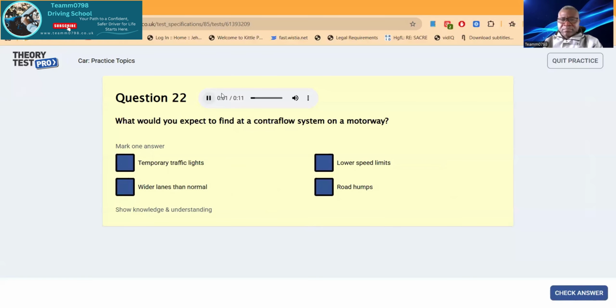What would you expect to find at a contraflow system on a motorway? Temporary traffic lights. Lower speed limits. Wider lanes than normal. Road humps. Okay, so I tried to explain the contraflow system. It's narrow lanes and a variable speed, so it's lower speed limits. Okay, that's what we can expect.